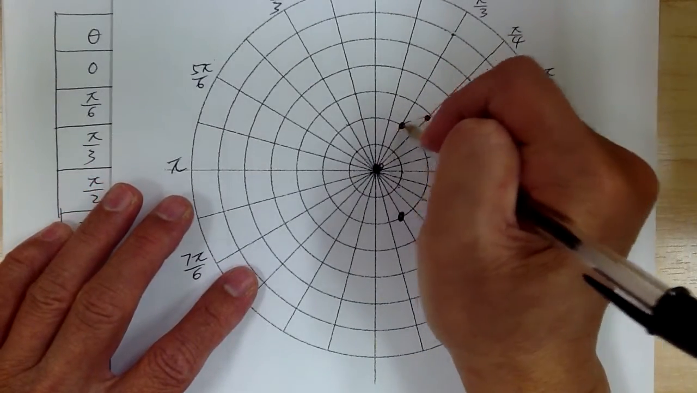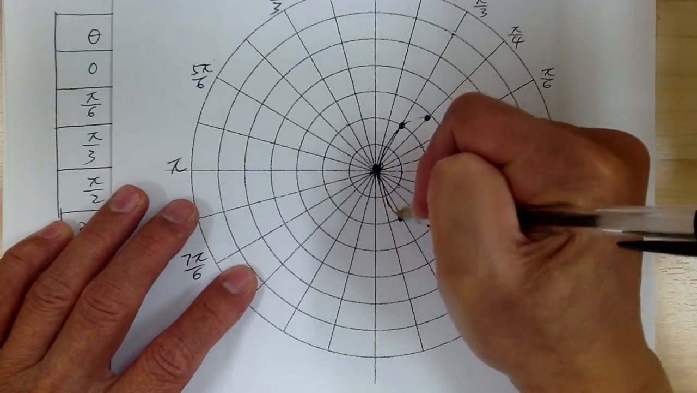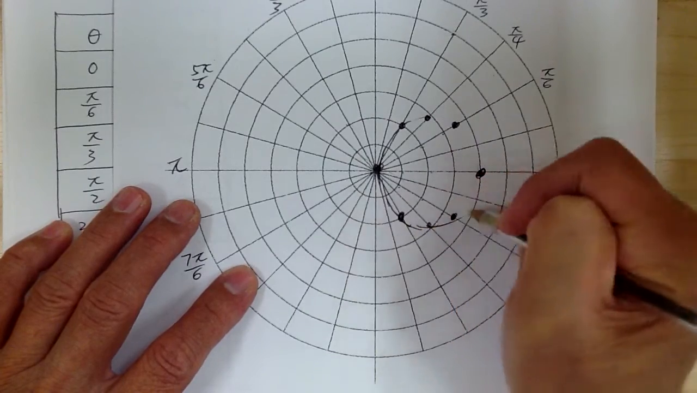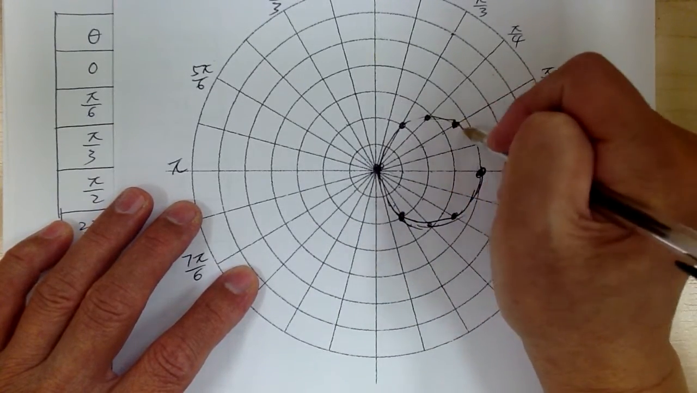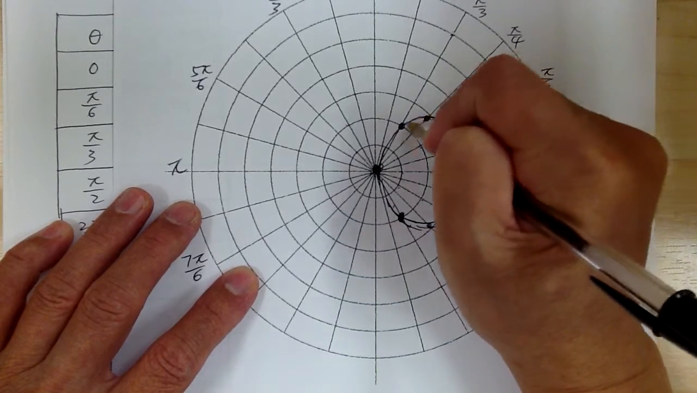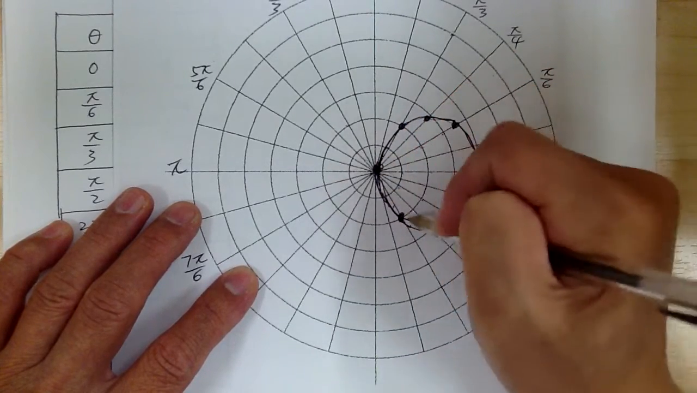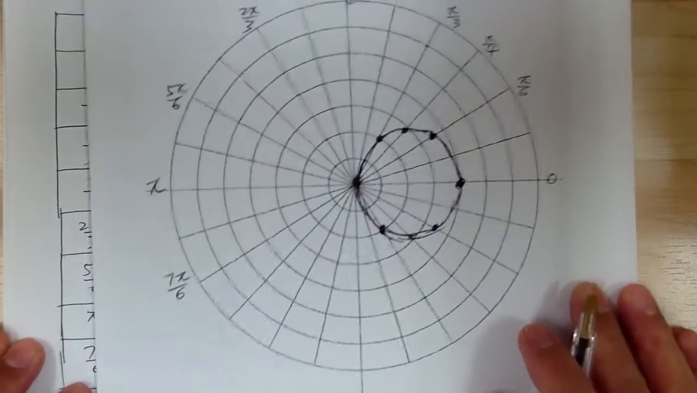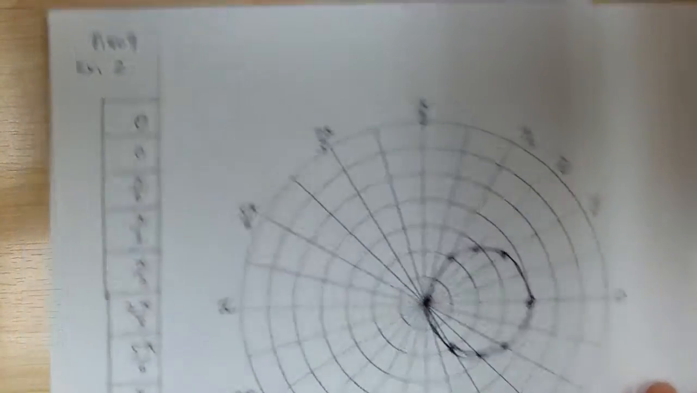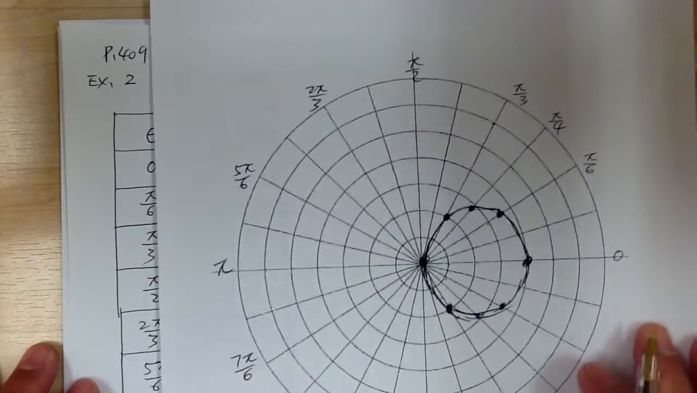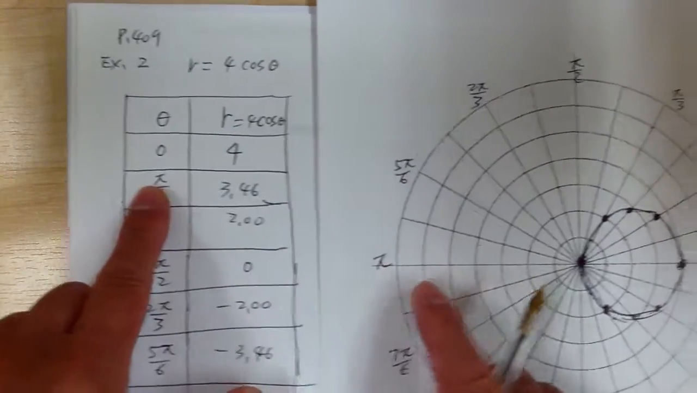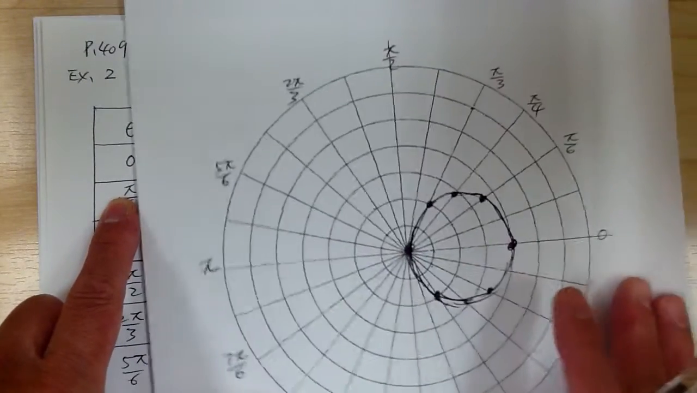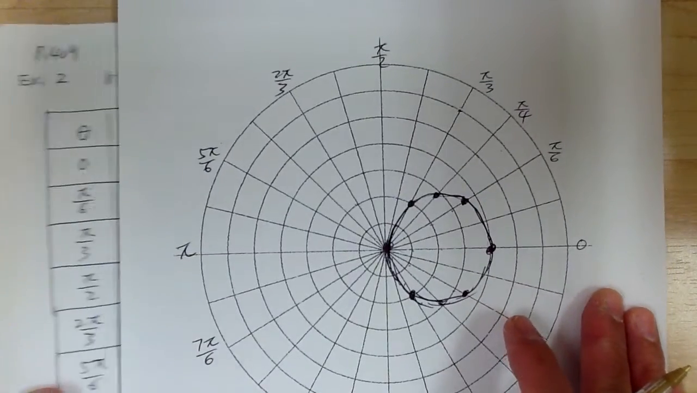So when you connect the dots, you end up with a circle. Okay, and that's your graph for example number 2. Okay, again, so go ahead and make the table and you plot the points accordingly and you connect the dots and you get that graph.